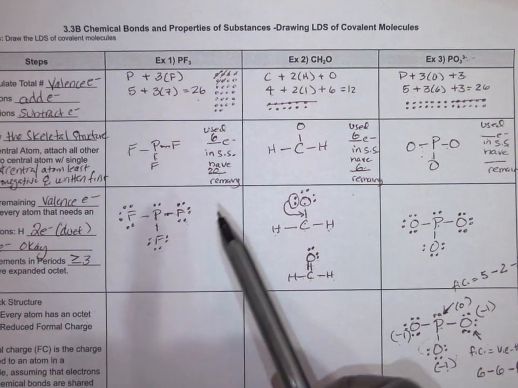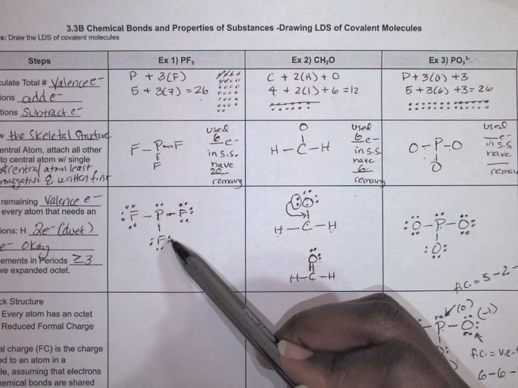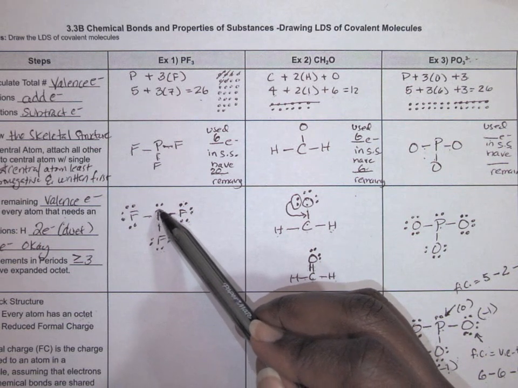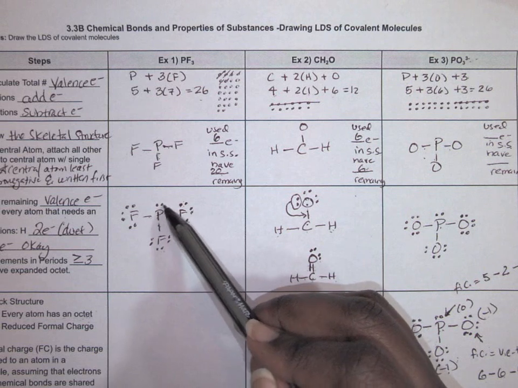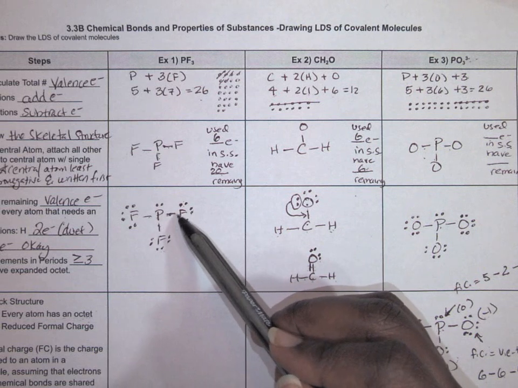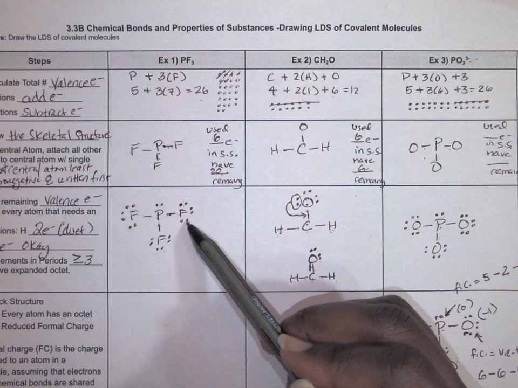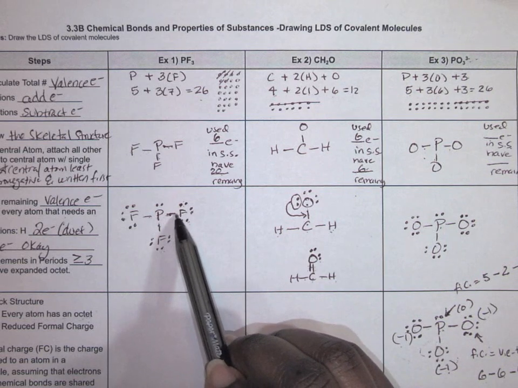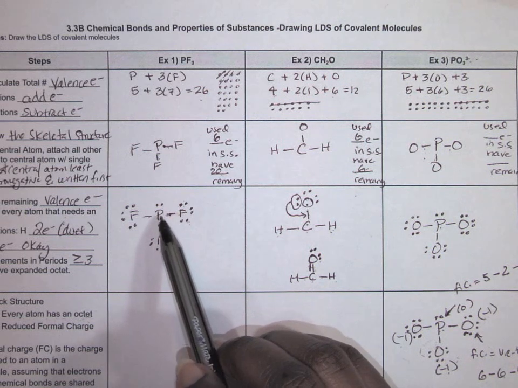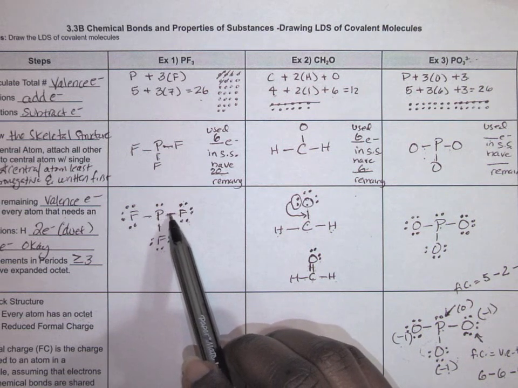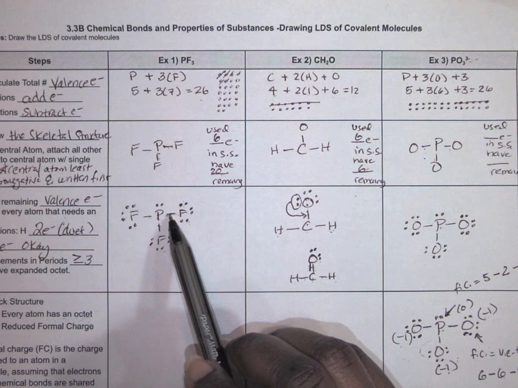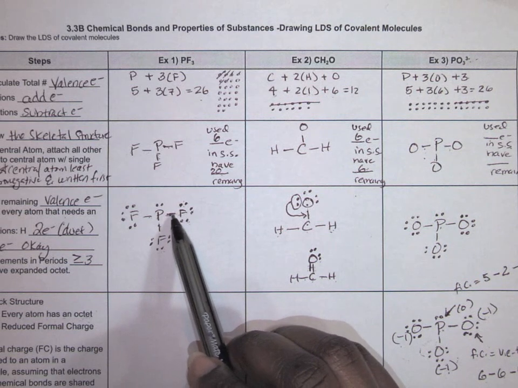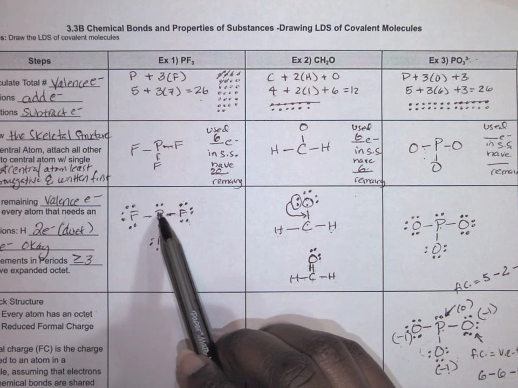So in terms of checking the structure, I would check to make sure it has an octet, and it does. All the atoms that need an octet have it. The phosphorus has 2, 4, 6, 8 electrons around it, and each fluorine has 2, 4, 6, 8 electrons around it. Remember, even though these electrons are shared in between the phosphorus and the fluorine, when we're talking about octets, we count those electrons in that bond. We do not split them for each atom. We count them as a part of the atom. So we'll count this as 2 for the fluorine and also 2 for the phosphorus.